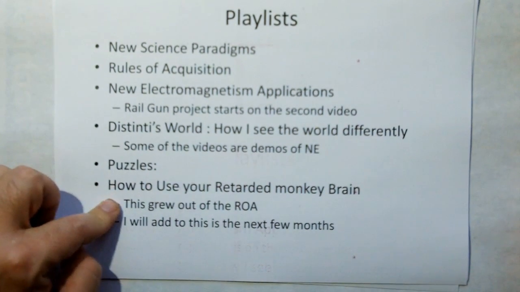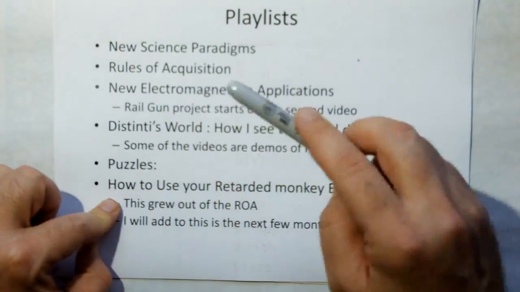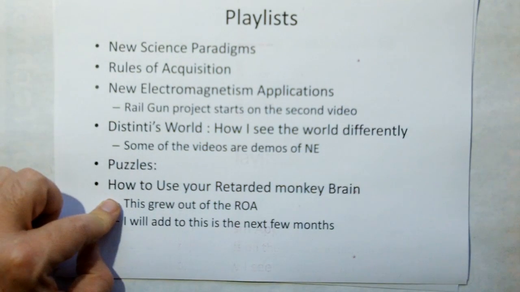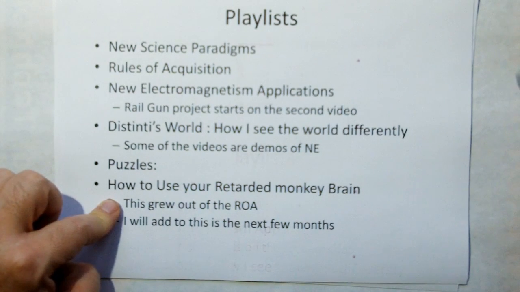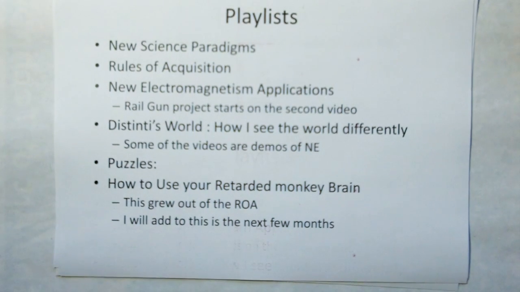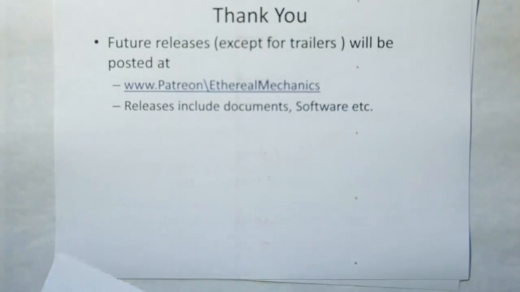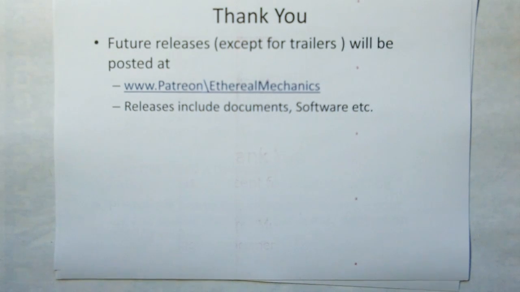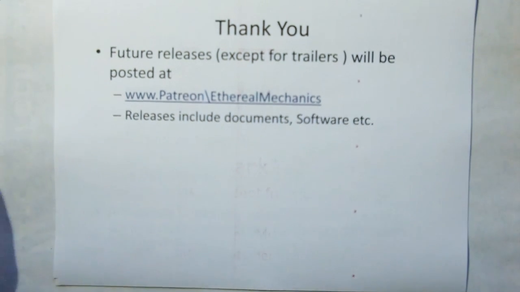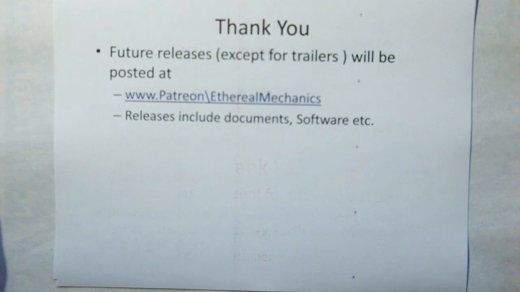This, how to use your monkey brain, actually came out of thinking about the rules of acquisition and how our brain is actually the worst problem. It is not very good. Now maybe my brain is not very good, but at least I'm willing to admit that. Other people are too arrogant to say their brain is stupid. I know my brain is stupid. But now that I know it's stupid, I know how to work around it. That's the key.